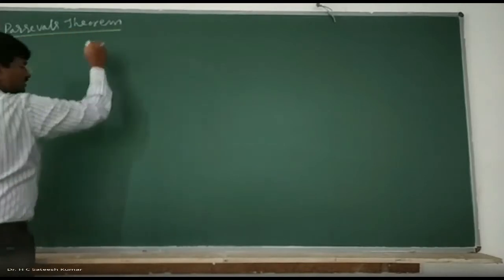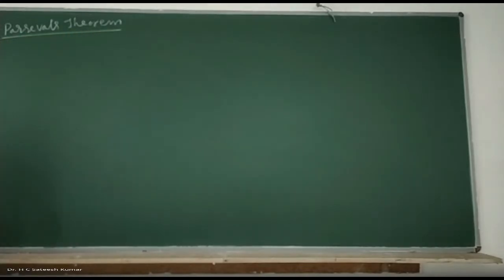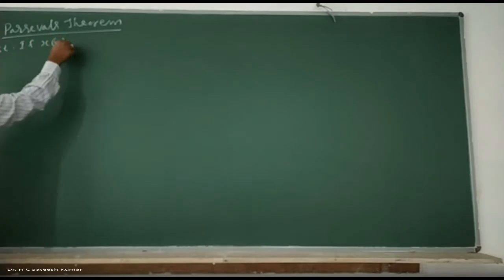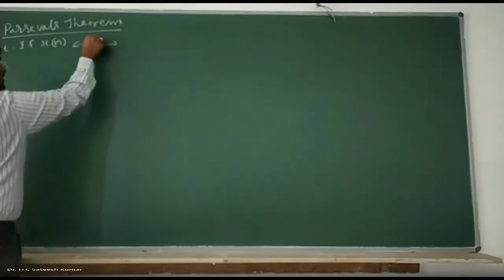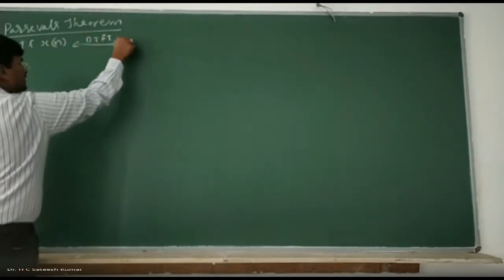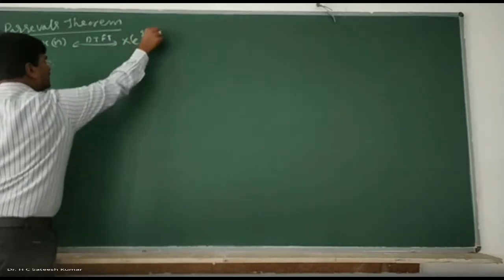What is this Parseval's theorem? What is the statement of this thing? Statement is something like this. This x of n has DTFT, DTFT x of e to the power of j omega.